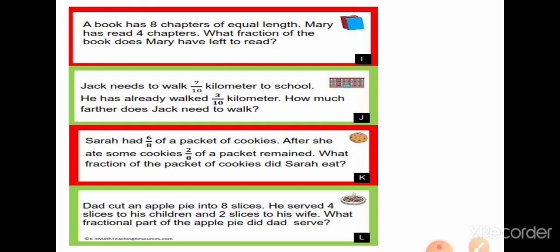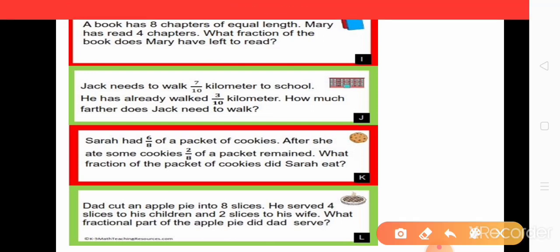So, yung book, meron siyang 8 chapters. And si Mary, ang nabasa niya pa lang ay 4 chapters. So, 8 minus 4 will give you 4. That's why yung hindi pa nababasa ni Mary ay 4. Then, ilan ang total chapters? 8. So, we have 4 over 8. So, pwede pa yang isimplify kasi divisible sila pareho by 4.